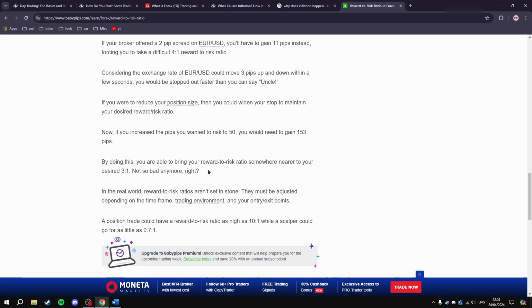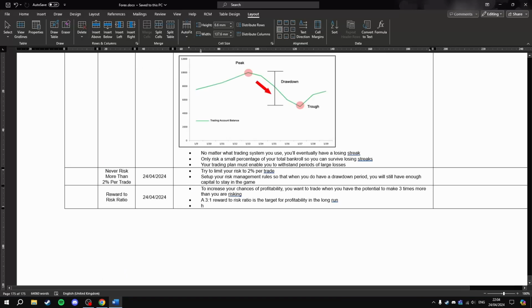In the real world, reward to risk ratios aren't set in stone. They must be adjusted depending on the time frame, trading environment, and your entry exit points. A position trade could have a reward to risk ratio as high as 10 to 1, while a scalper could go for as little as 0.7 to 1.